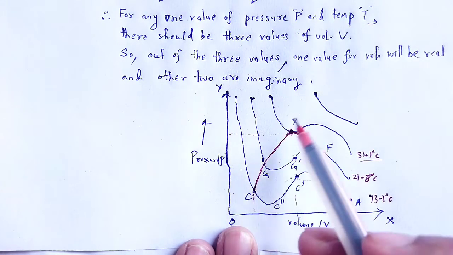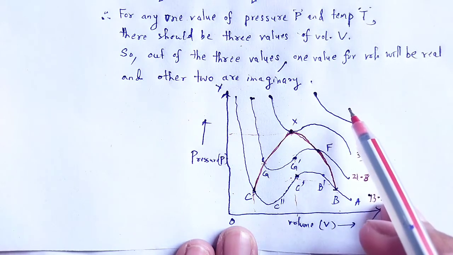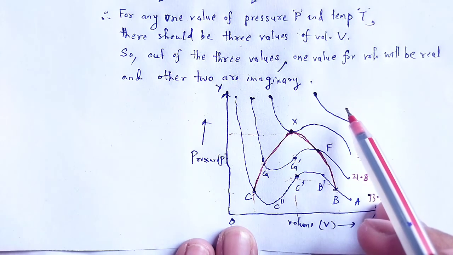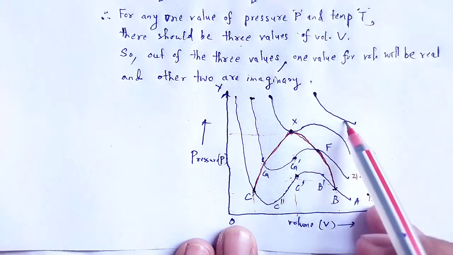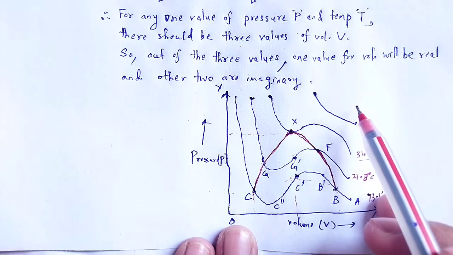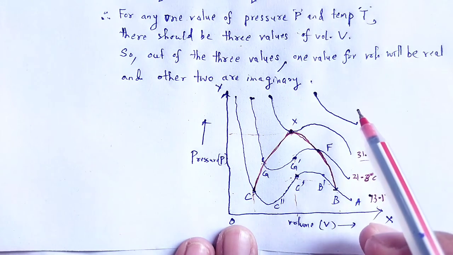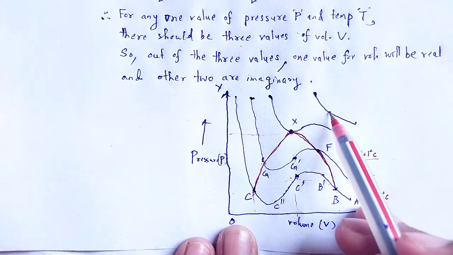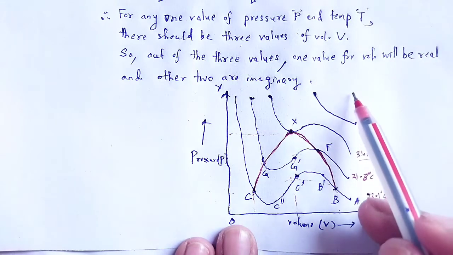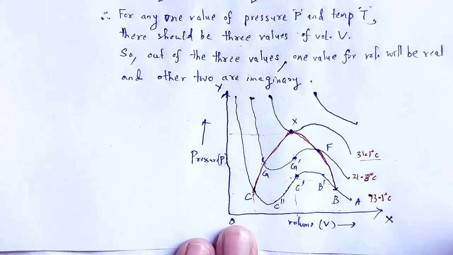At more higher temperatures, what happens? At more higher temperatures, the isotherm curves shown like this will depict only one real value of volume. Here only one real value of volume corresponds to a given pressure.